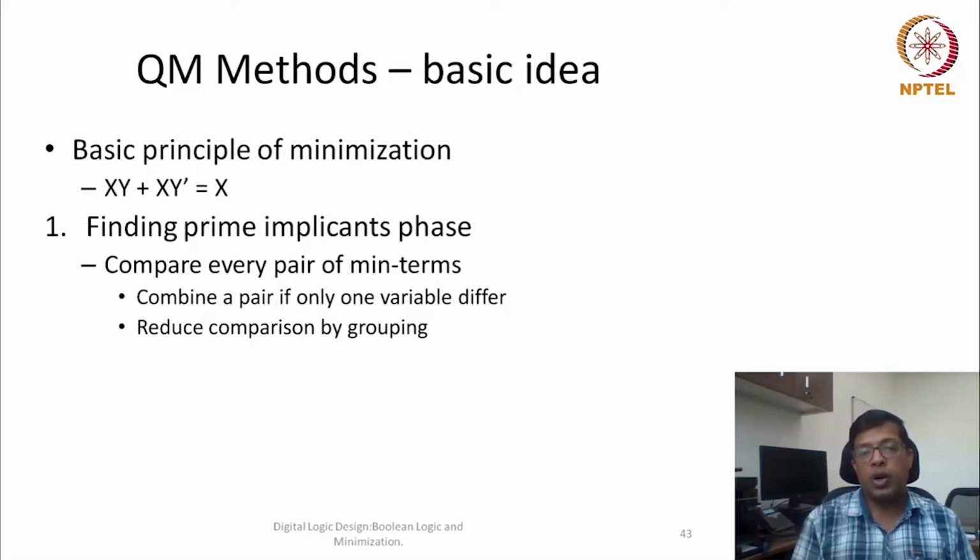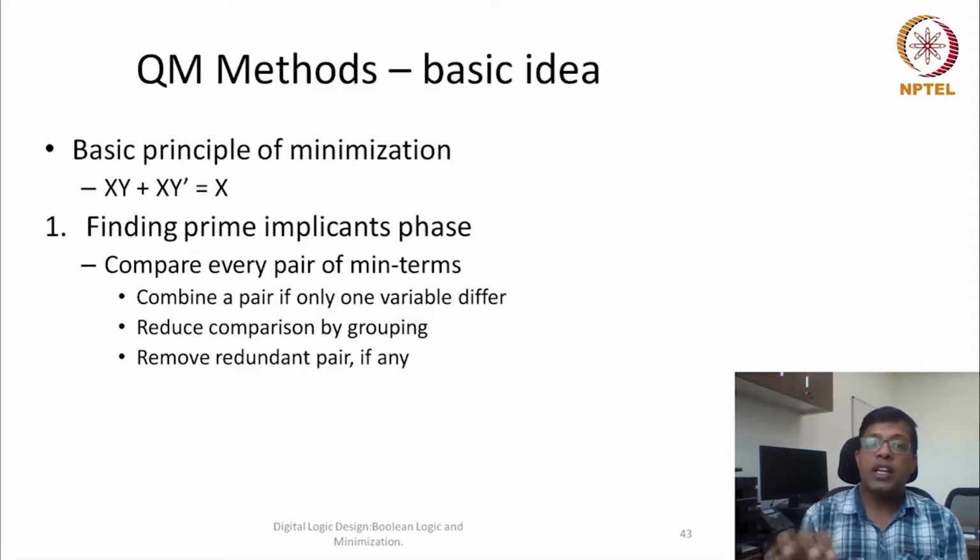So what is done in the Quine-McCluskey method is that we arrange all the min terms in order of the number of ones present in those min terms. That helps us in reducing the number of comparisons. For example, we compare only with a group of min terms which has only one number of ones, and with the other group of min terms which has 2 number of ones in them.